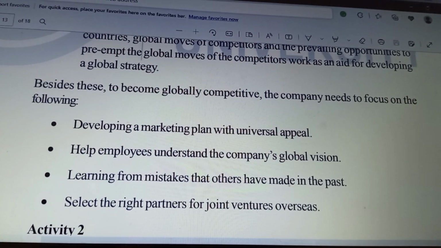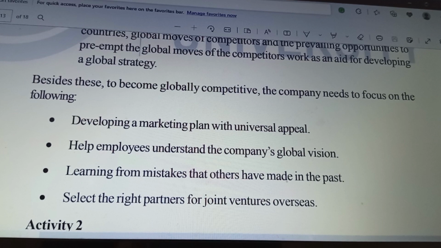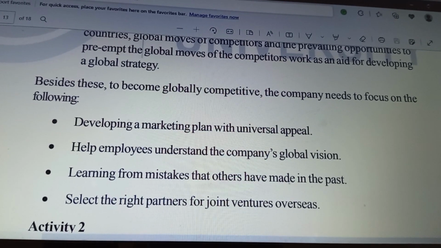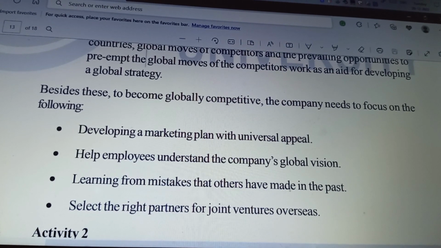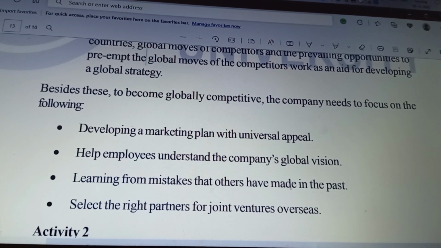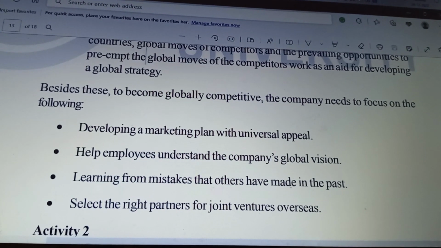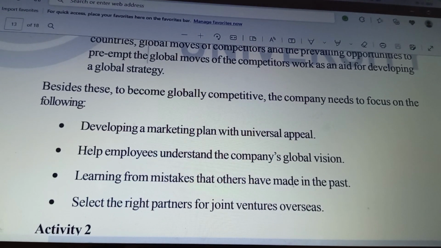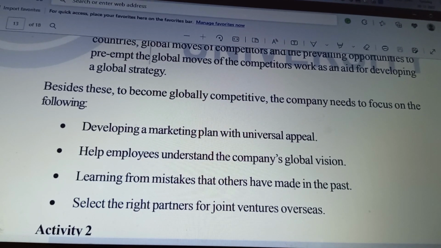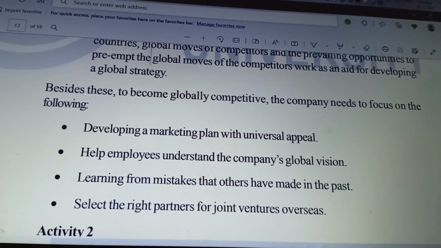Besides these, to become globally competitive, the company needs to focus on the following: developing a marketing plan with universal appeal, helping employees understand the company's global vision, learning from mistakes that others have made in the past, and selecting the right partners for joint ventures overseas.